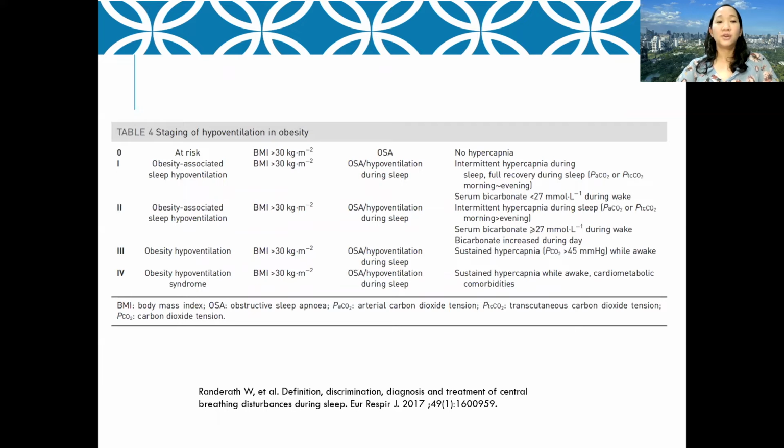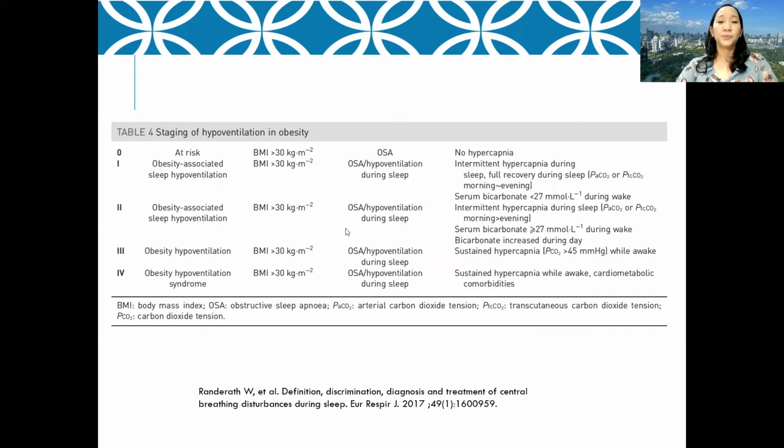And this is the staging for hypoventilation in obesity, from 0 to 4. Stage 0 means they're only at risk, meaning they have BMI greater than 30 and they have OSA, but no hypercapnia. For stage 1, they start having a little bit of OSA and hypoventilation during sleep. However, they are able to fully recover during sleep, and they actually have the same morning and evening PaCO2 level.